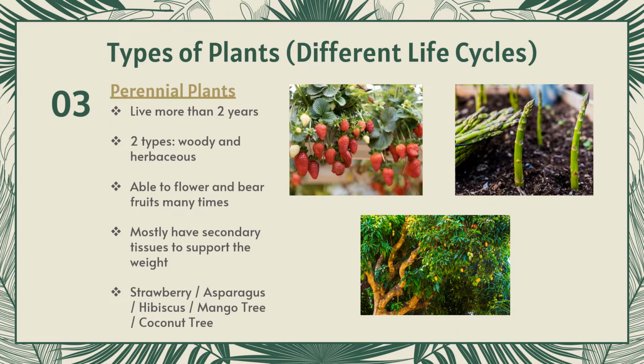And finally, the third type of plants is the perennial plant. Perennial plants live more than 2 years, meaning they have more than 2 seasons of growth. There are 2 types of perennial plants, commonly known as woody perennial plants and herbaceous perennial plants. Perennial plants are able to flower and bear many fruits many times throughout their life cycle. And they mostly have secondary tissues to support the heavy weight of their stems and their branches. Examples of perennial plants are strawberries, asparagus, hibiscus, mango tree, and the coconut tree. The examples shown on the right side of the slides are strawberries, delicious looking asparagus, and a big and heavy mango tree.